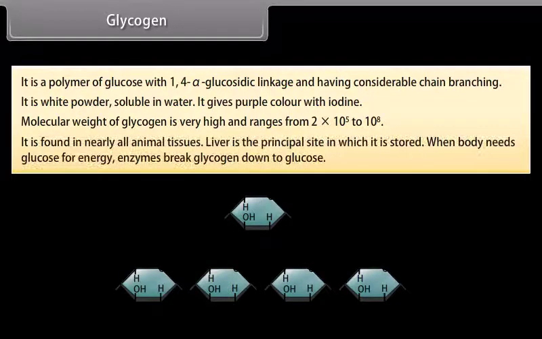It is found in nearly all animal tissues. The liver is the principal site in which it is stored. When the body needs glucose for energy, enzymes break glycogen down to glucose.